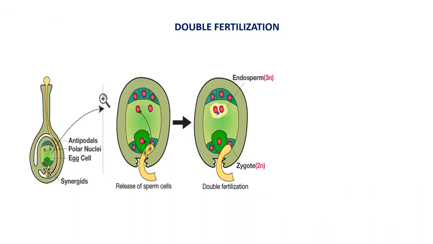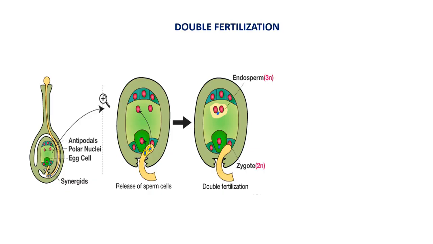Here, children, this is double fertilization. Double fertilization takes place in angiosperms, that is, flower bearing plants. Now what happens in fertilization? We know that fertilization is the union or the fusion of the nuclei of male and female gametes, right? In flowering plants, the pollen grain is the male gamete and the ovule inside the ovary is the female gamete.